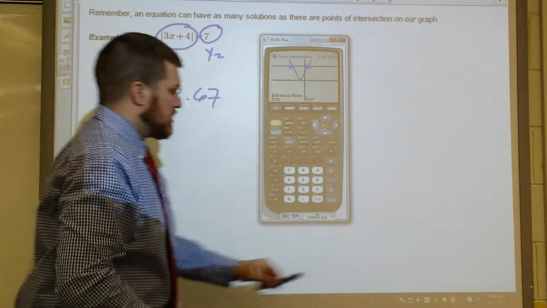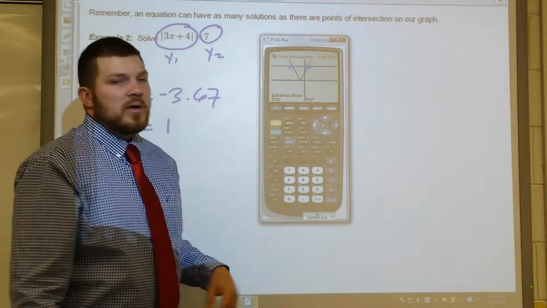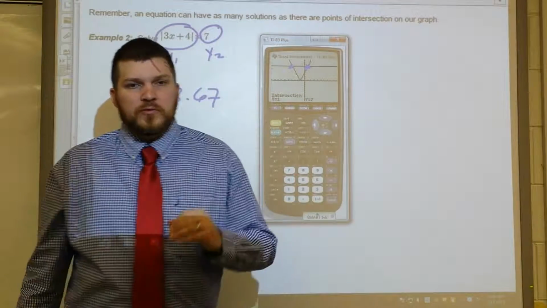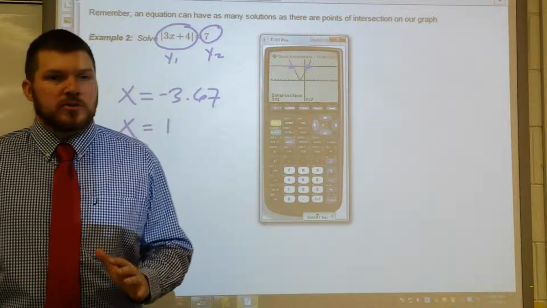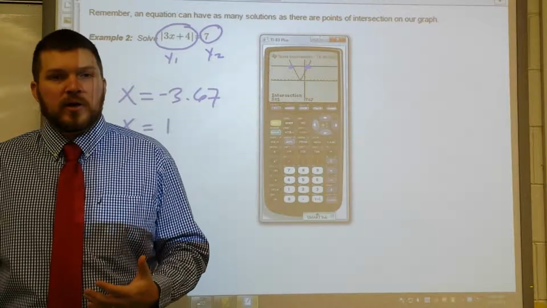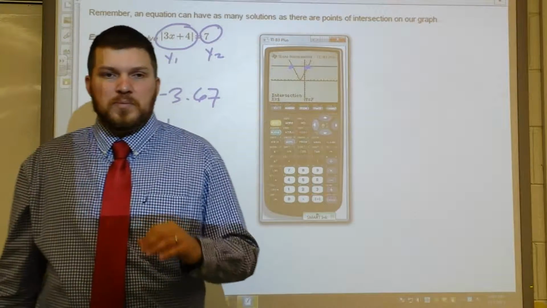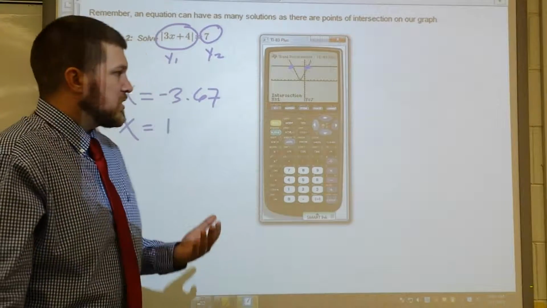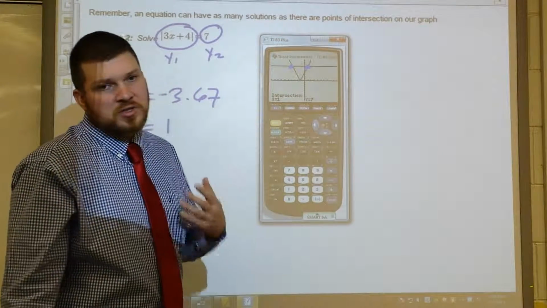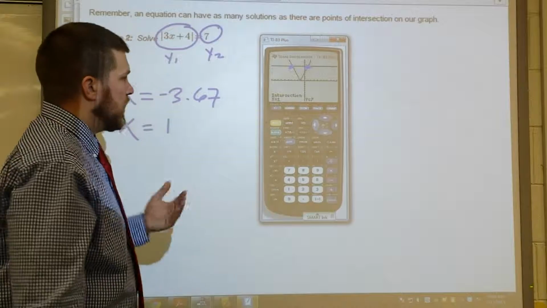Now, it's very important to know that on that guess step, you use your left and right arrow keys to move your cursor into position. If you do not do that, your calculator will not give you the right answer. So you have to put your cursor in position as close as possible. Otherwise, the calculator is going to keep repeating answers that you've already found. And you don't want to do that.